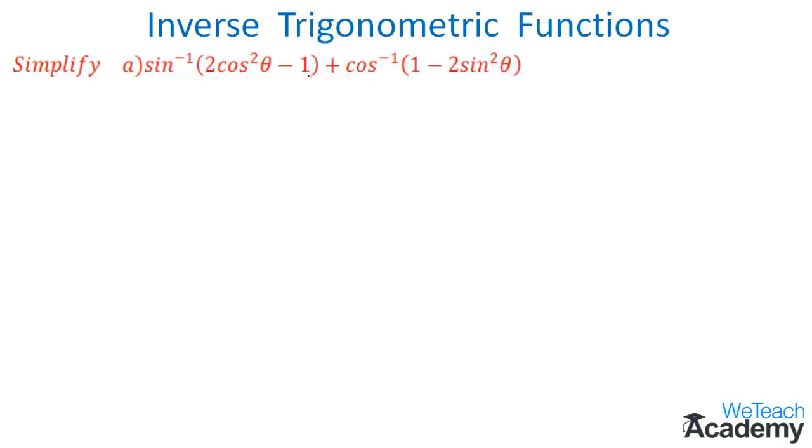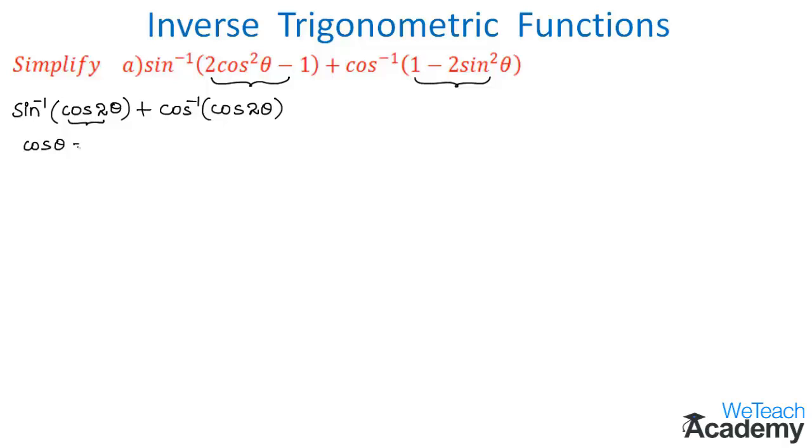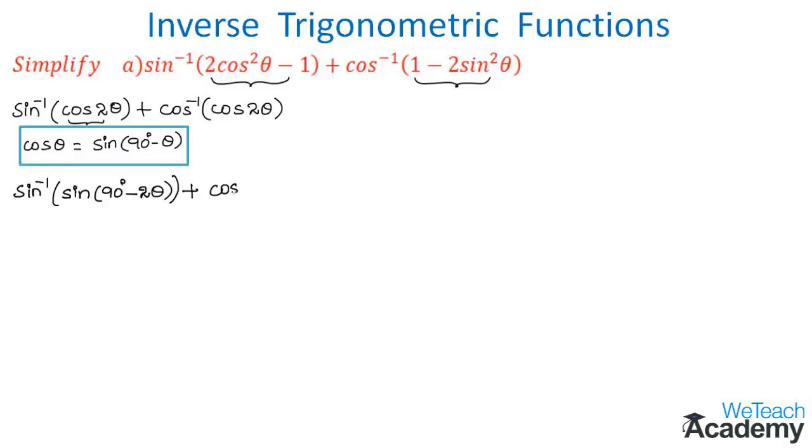And here by observing the equation we can use the formula of cos 2 theta over here, and similarly we can also use that formula in this term. So the equation would come as sin inverse cos 2 theta plus cos inverse cos 2 theta. And now let us convert cos 2 theta in terms of sin. So in order to convert, let us use the trigonometric function cos theta is equal to sin 90 minus theta. So we can write sin 90 minus theta in the place of cos theta. Then the equation would come as sin inverse sin of 90 degrees minus 2 theta plus cos inverse cos 2 theta.